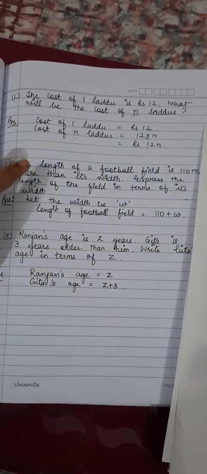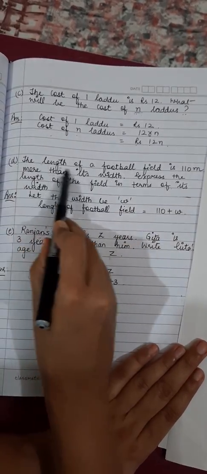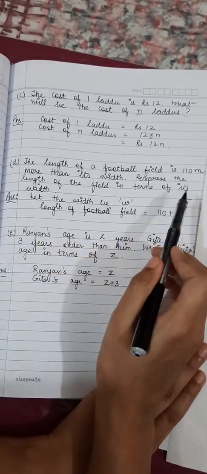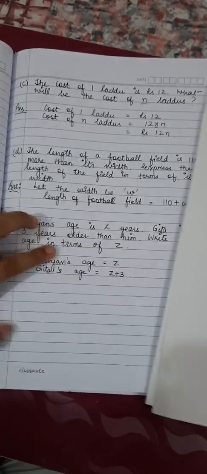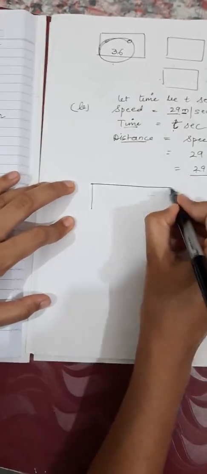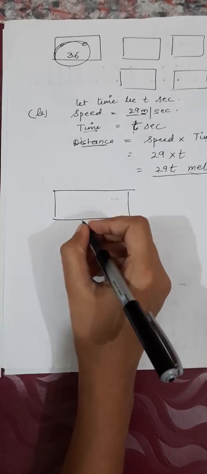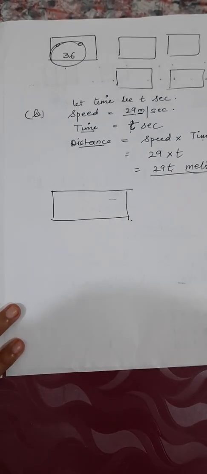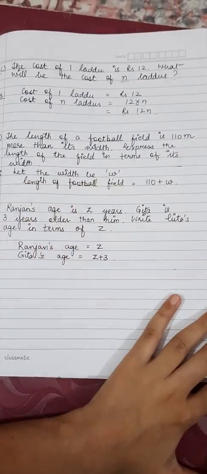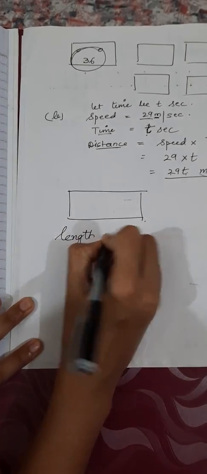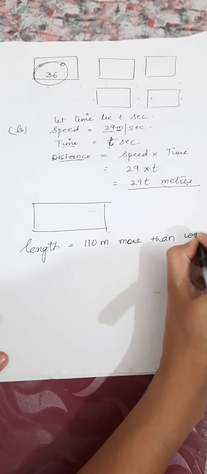D part. The length of the football field is 110 meters more than the width. Now we have to go through this line word by word. Express the length of the field in terms of its width. See, this is a football field, right? So they are saying the length of the football field is 110 meters more than the width. Length is 110 meters more than width.